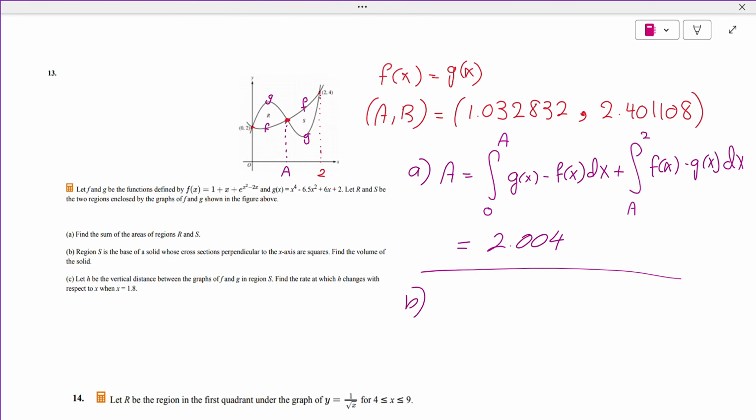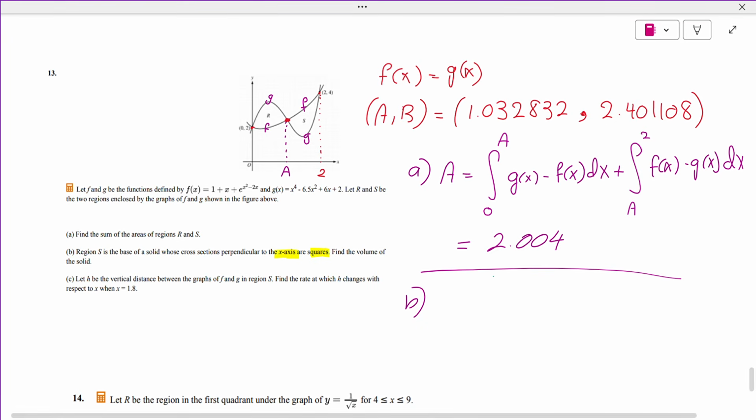Part B says region S, which is the second one to the right, represents the base of a solid whose cross sections perpendicular to the x-axis are squares. Find the volume of the solid.